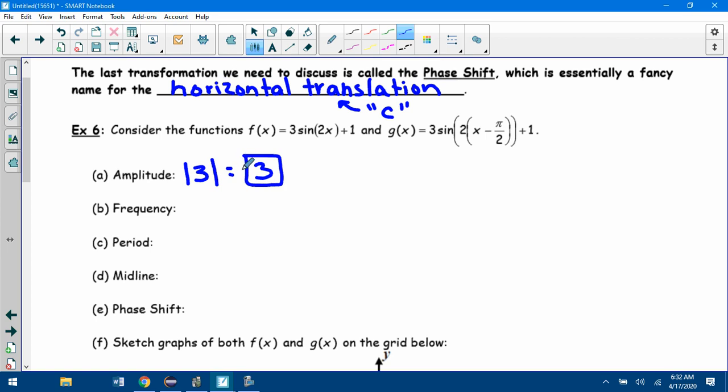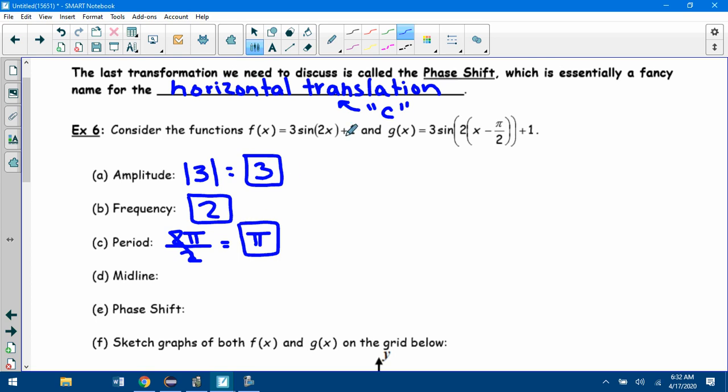What's the frequency for both of them? It's always the number multiplied in front of the x. Even though this one's factored out with a parenthesis, it would be 2. So the frequency is 2 in both cases. What's the period in both cases? Well, period's still 2 pi over b. We just said b was 2. Period is pi. So you're going to make a distance of pi for one cycle.